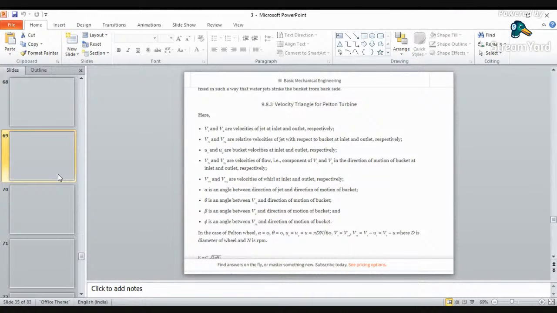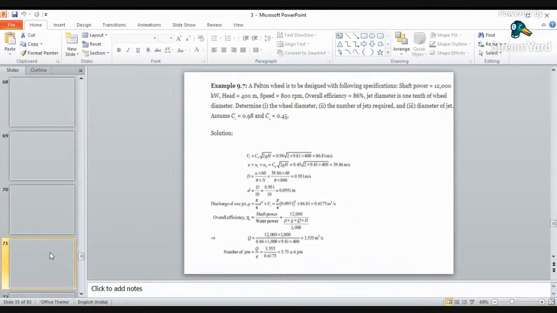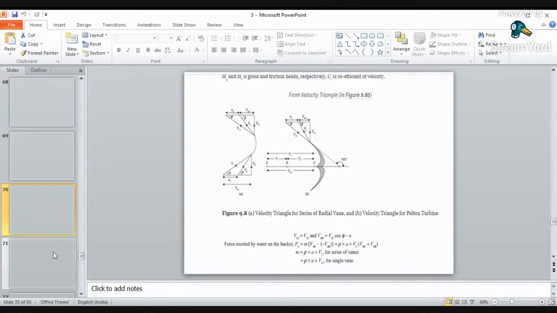Then alpha is the angle between the direction of jet and the direction of motion of bucket. Theta is the angle between the velocity and direction of motion of bucket, that is the velocity at inlet and outlet of the jet. Then phi is the angle between the velocity of jet and the direction of motion of bucket. So we'll see one example based on this velocity triangle.